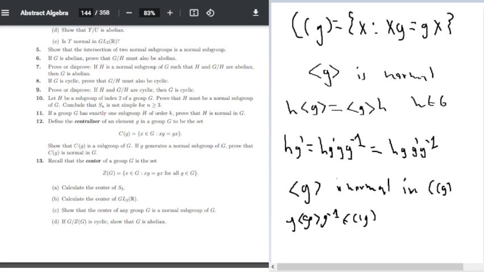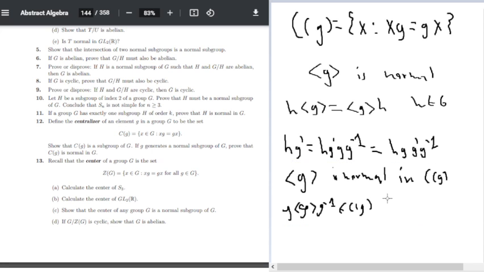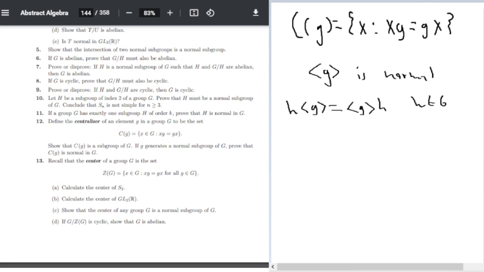I mean, are we assuming anything about the finiteness of this group? If G generates a normal subgroup of G, prove that CG is normal in G. I feel like this has something to do with it, but I don't have that yet. Let's think about a separate condition. So let's think.